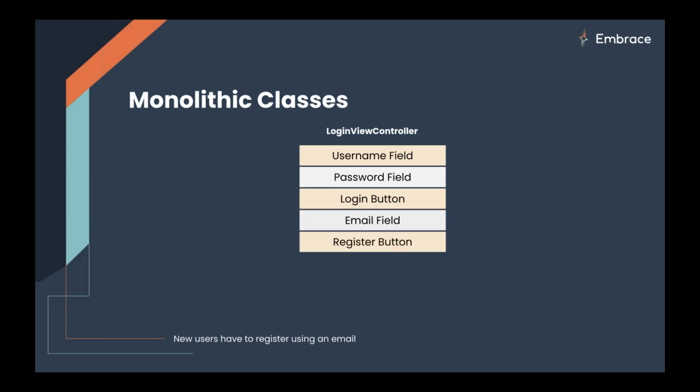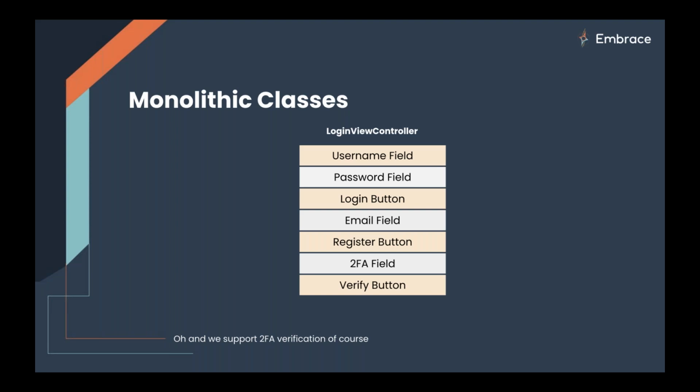Oh, but we need to be able to register new users, so well, let's add a register button and an email field. And of course, we want to be secure, so we're going to add that two-factor authentication feature too. And right, our users need to be able to get help and support or recover their passwords, so we're going to need those buttons and fields as well. Quickly, this relatively simple view controller now actually represents maybe 4 distinct states that it can be in.